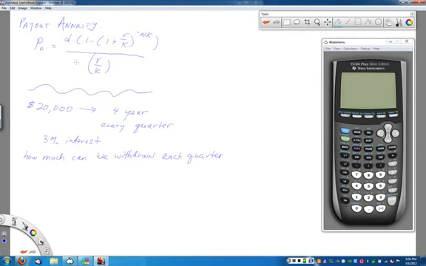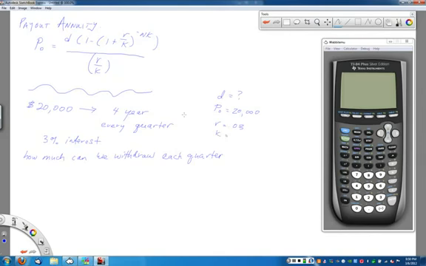Our payout annuity formula is this, because we're starting with a large amount and then taking money out. So we're using the payout annuity version of the formula. As I go through here, D is what I'm trying to figure out. How much money can I actually withdraw? In this case, P naught is my starting amount, which is that $20,000 inheritance from my aunt. R is my annual interest rate, which in this case is 0.03.